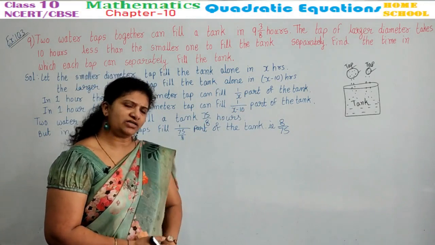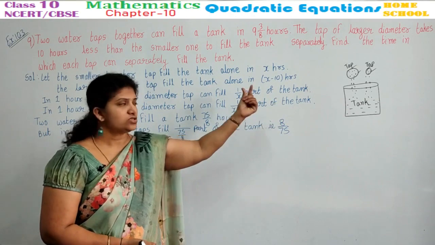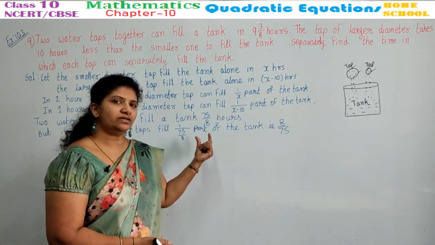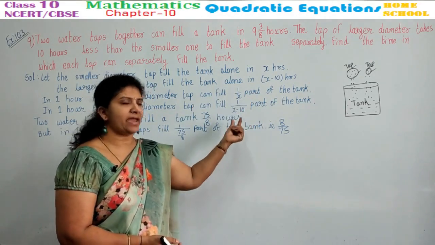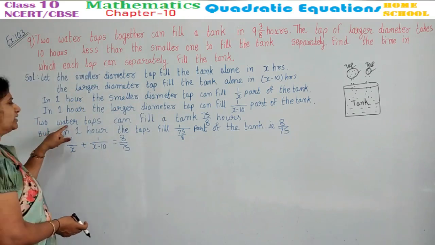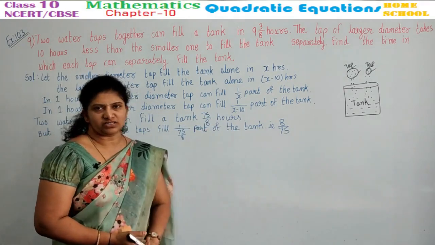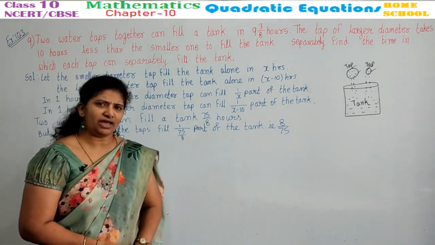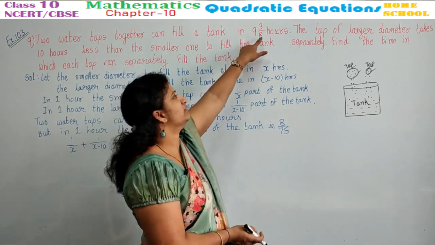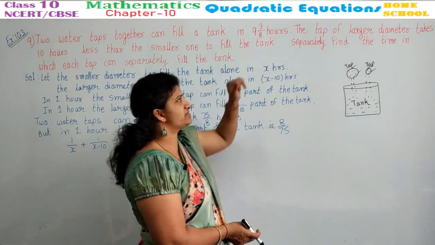Yes, in 1 hour, how much can it fill? It fills the tank in x hours, so in 1 hour, 1/x part of the tank is filled. The larger tap also in the same manner, 1/(x minus 10) part of the tank. Now combinedly two water taps can fill a tank in 75/8 hours. How did we get 75/8? It is in mixed fraction. Convert into improper fraction. 8 nines are 72, 72 plus 3, 75.